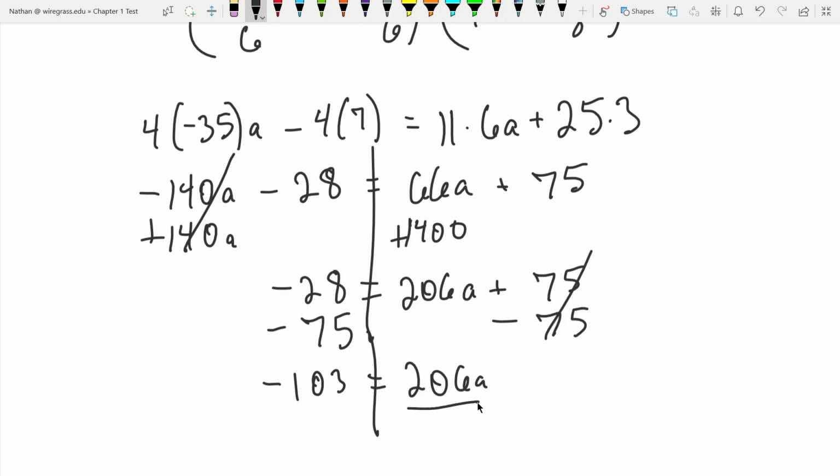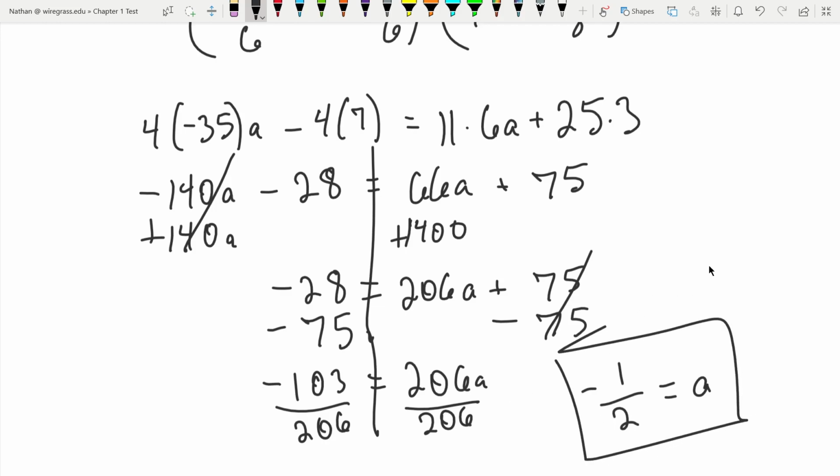Now all I have to do is divide out the 206 to get the a by itself. And this just so happens to be 103 divided by 206. 206 is twice 103, which means I can divide top and bottom by 103. That's going to give me 1/2. So a equals negative 1/2 is my solution. 103 divided by 103 is 1. 206 divided by 103 is 2. We have a negative there. So that's my final answer.